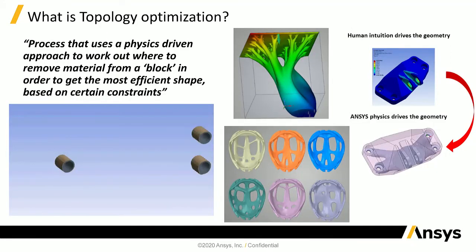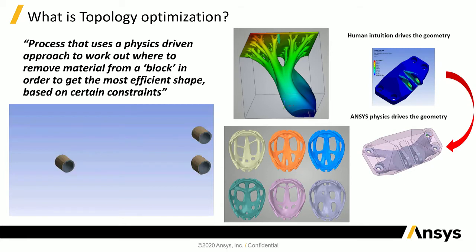Topology optimization is more of a process where we're letting the simulation or the physics drive how our design should look. We essentially start with a domain. We start with some boundary conditions that represent a load occurring here that has to be reacted out here. What is the best design based off of a set of criteria?